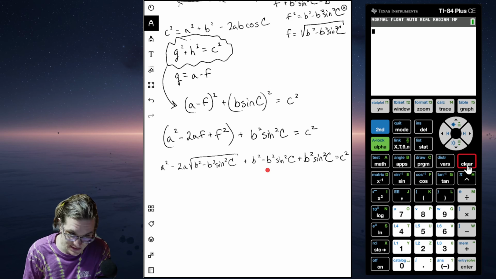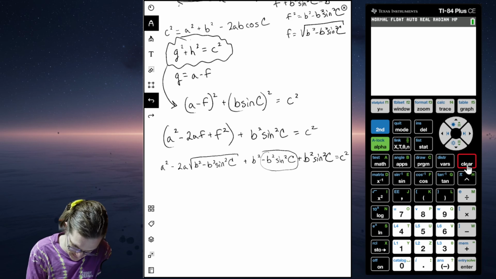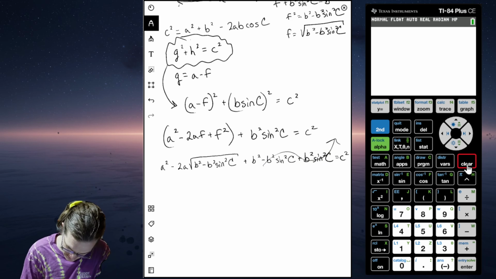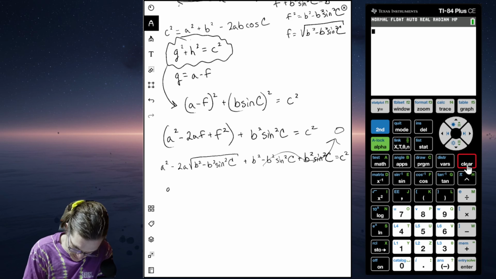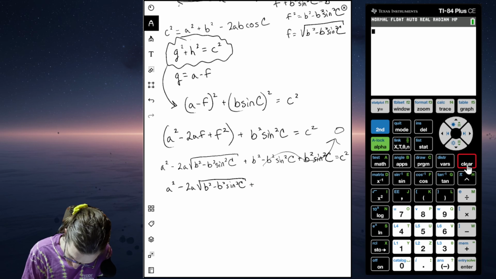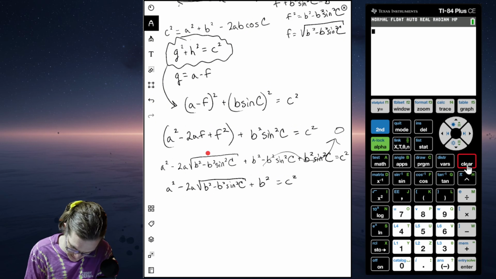So an easy step to take here is to say, look, I have a minus b squared sine squared c and a plus b squared sine squared c. Real easy. I know that that's equal to 0. So let's rewrite it to a square root of b squared minus b squared sine squared c plus b squared equals c squared. We're getting closer. So you can see at this point we had everything in terms of a, b, and c, which is our goal. And so now the next step is a little funny, I suppose.